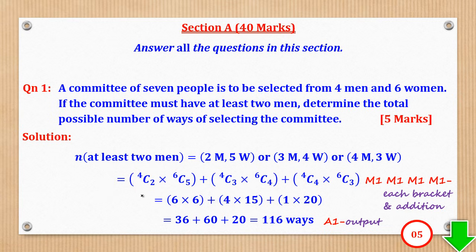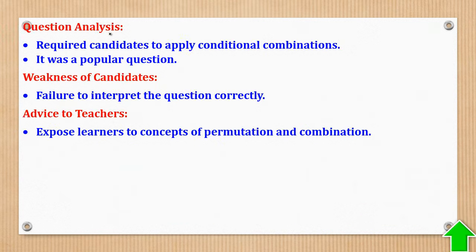Each bracket had a mark, and also the addition, then the final output. So like I've always told you, UNEB after every marking usually makes a report, and that report contains 3 parts. They contain what the question required, the weaknesses or where the candidates found challenges, and the advice, so that next year's candidates do not make the same mistakes.